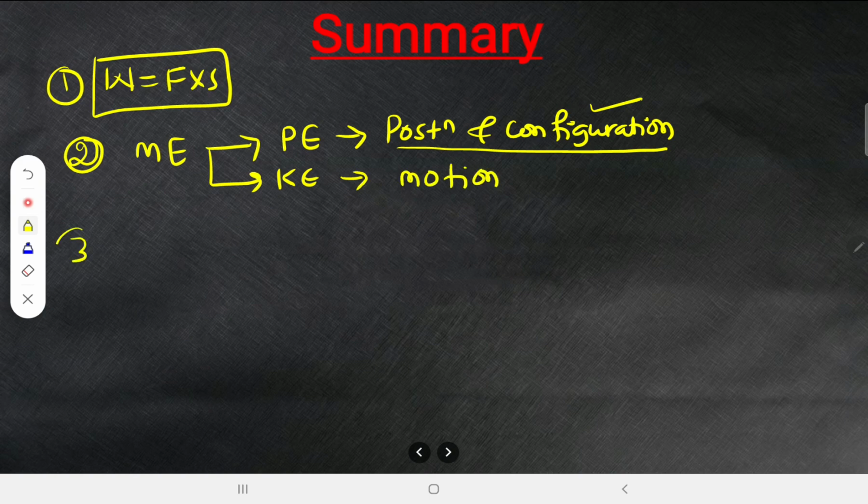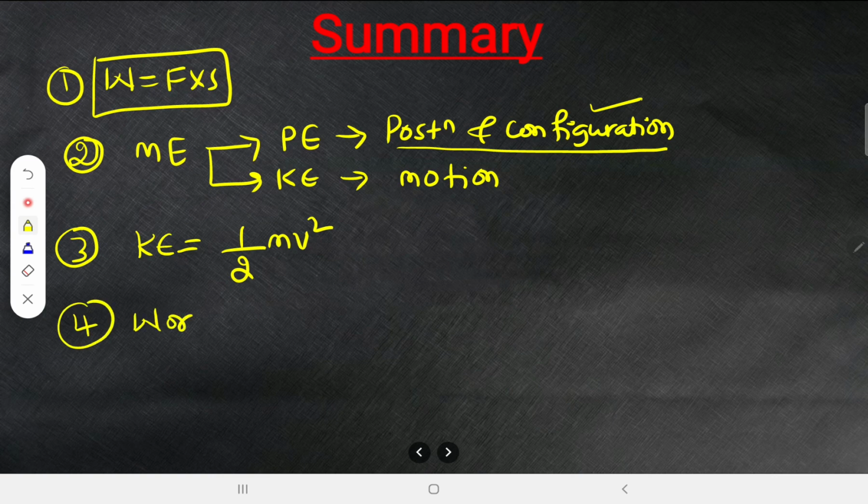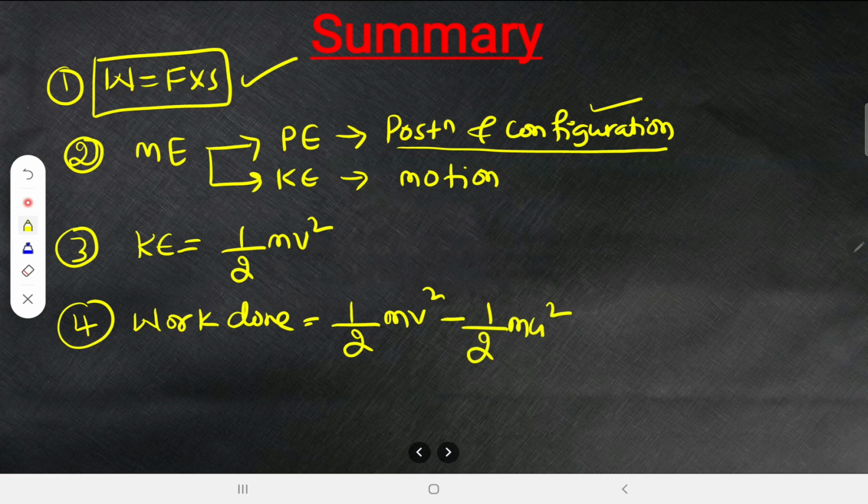The third thing is kinetic energy. What is the formula? Kinetic energy formula is half mv square. And the fourth one is, what is the work done on a body? Work done on a body, already we have force into displacement. You can also take it as final kinetic energy minus initial kinetic energy. So these can be used. So this was the summary of these two videos.